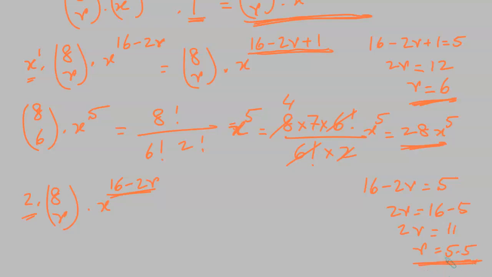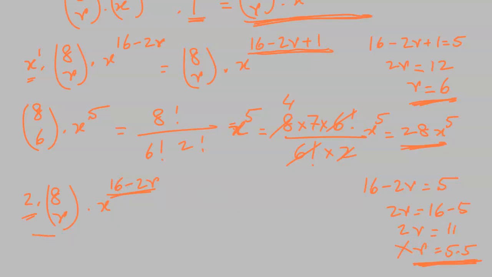R cannot be a fraction or a decimal number. The smallest value of R is equal to 0 and the highest value of R is equal to n, in our case, 8. And R increases in steps of 1: 0, 1, 2, 3, 4, it goes on. R cannot have a decimal number or fraction value.